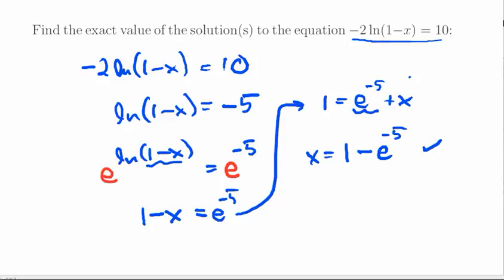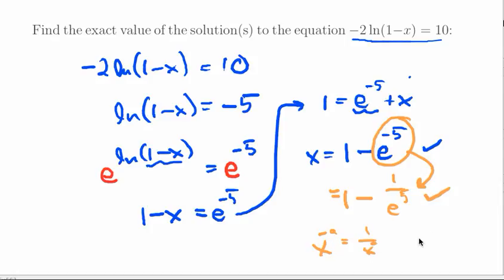This is a correct answer on the answer guide that's posted to the internet. It also lists the answer as 1 minus 1 over e to the 5th. Now just realize that e to the negative 5th is the same thing as 1 over e to the 5th. In fact, when I take x to the negative a power anytime, it's 1 over x to the a. So both of these answers are equally correct, they're just in slightly different forms.